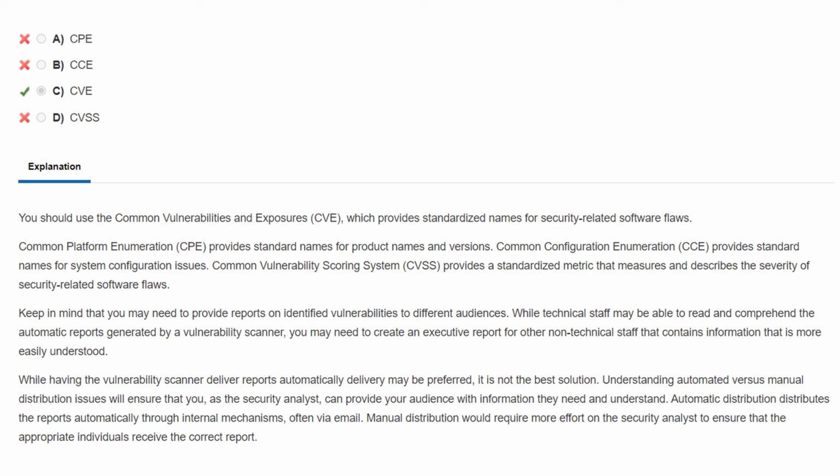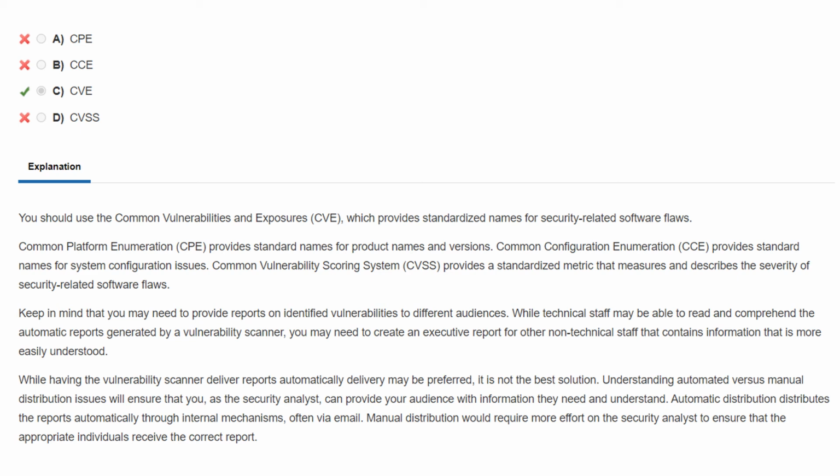While technical staff may be able to read and comprehend the automatic reports generated by a vulnerability scanner, you may need to create an executive report for other non-technical staff that contains information that is more easily understood. While having the vulnerability scanner deliver reports automatically may be preferred, it is not the best solution. Understanding automated versus manual distribution issues will ensure that you, as the security analyst, can provide your audience with information they need and understand.